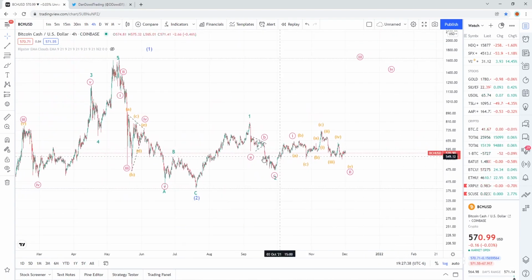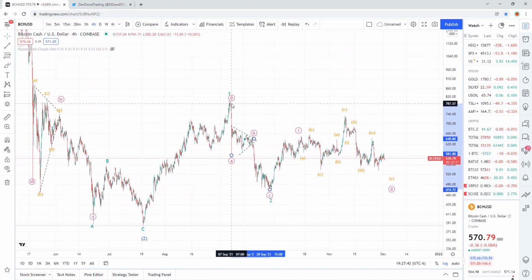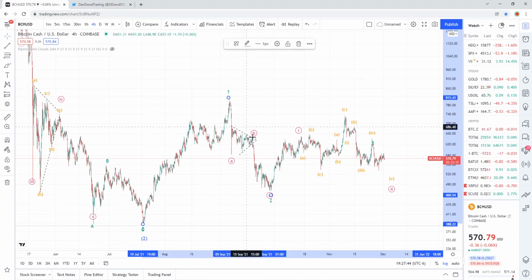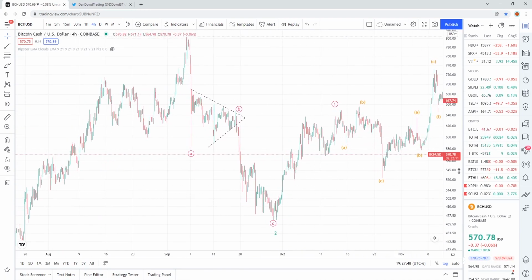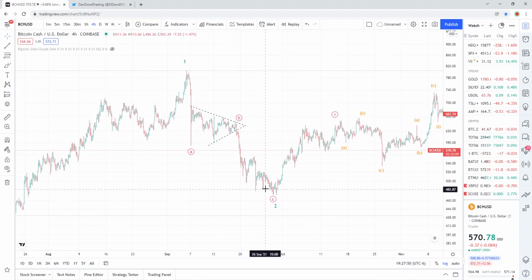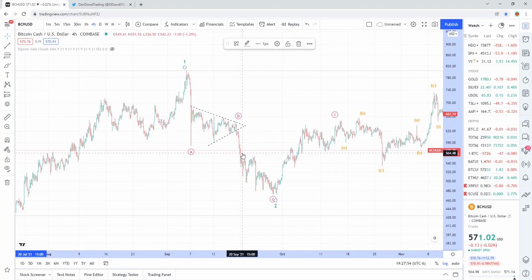Now, within this intermediate wave 3 that it is going on to set, I believe that this is the top of minor wave 1 right here. This is minor wave 2, and within minor wave 2, it corrected as a regular zigzag. Minute wave B corrected as a regular triangle.